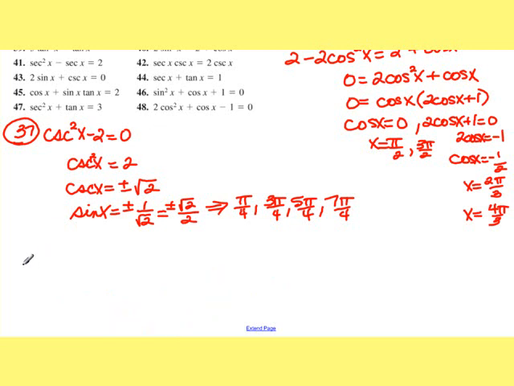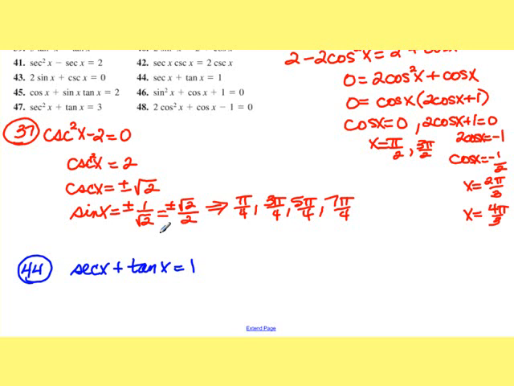Now let's work number 44. It is secant x plus tangent x is equal to 1. Now, you could convert everything in terms of sine and cosine, but that's really going to take you down a path that will take a lot of time, but you would eventually get to the right solution.